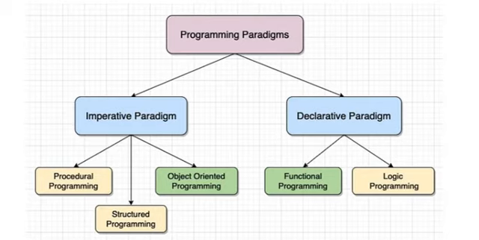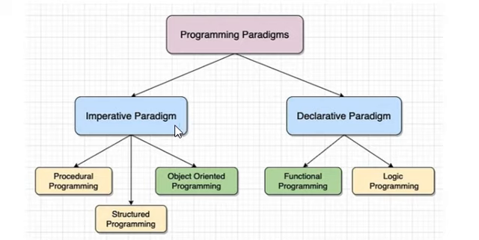Today we are continuing with our previous video, whose topic is programming paradigms. Now we will discuss the different paradigms. First one is imperative and the second one is declarative. Let's do a little revision. The imperative paradigm focuses on explicitly stating the steps the program must take to reach the desired outcome.